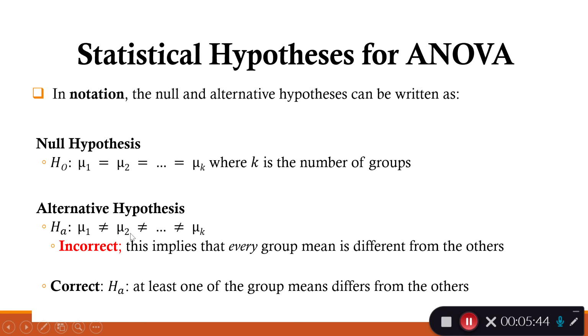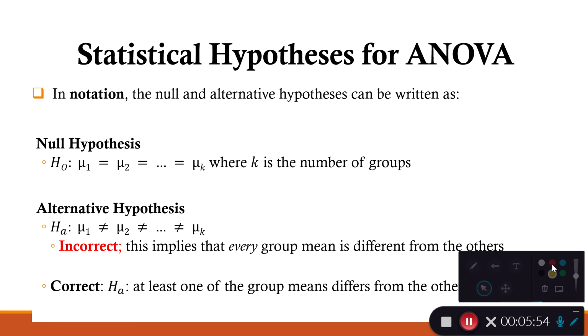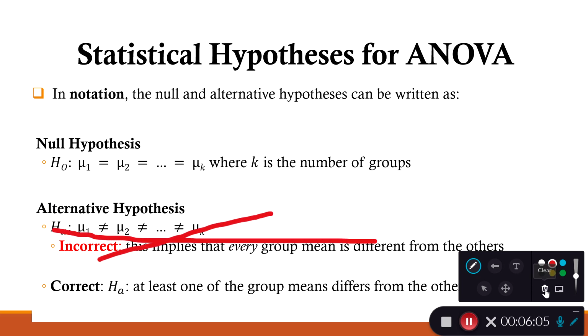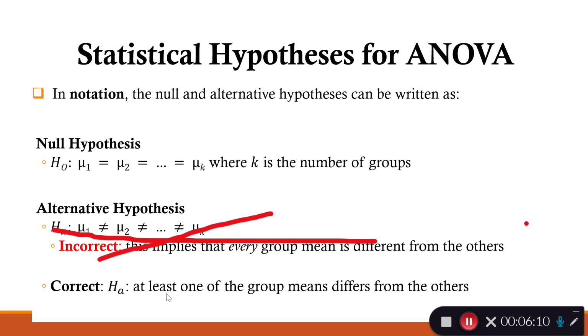Then the alternative hypothesis, this one here is saying that every group mean is different. But this is not what the alternative hypothesis should be. The alternative hypothesis is that at least one group mean differs. So this one here is wrong. The way to write the alternative hypothesis is to say that at least one of the group means differs from the others. So this would be the correct way to write your alternative hypothesis. Okay? Okay, let's continue. Let me delete this.